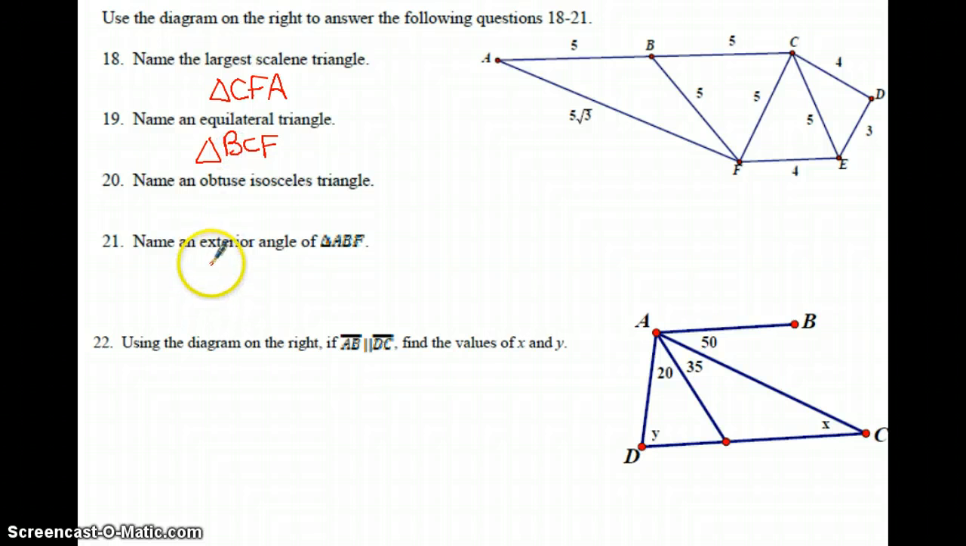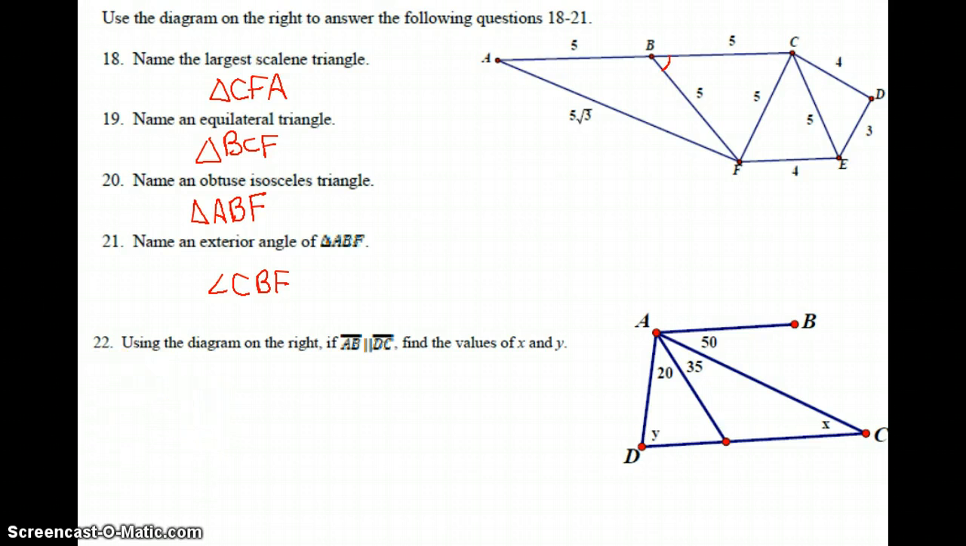Then name an obtuse isosceles. I saw one of those over here. We need a triangle that has two sides that are the same, but also has a huge angle bigger than 90, so that would be ABF. Name an exterior angle of that triangle, ABF. Exterior angles are when you take a triangle and you extend one of the sides. I see one right here. It looks like that one's already been extended, so I'll call that angle CBF. I can't just say angle B, it would be ambiguous.